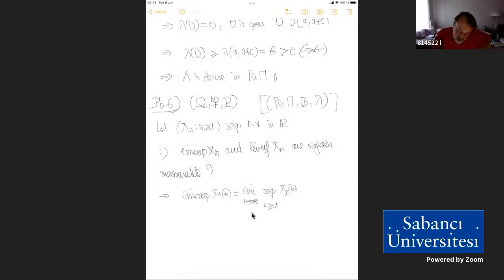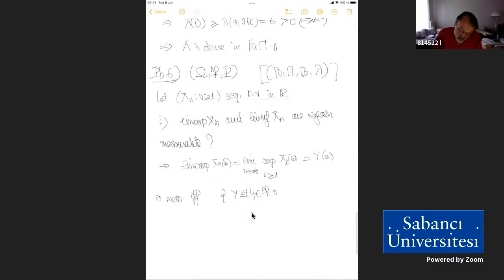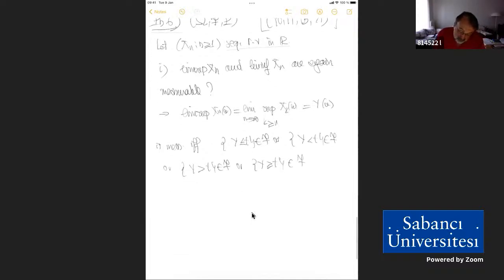Okay, so this is a function of omega, and we know that this thing, call it Y, is measurable with respect to F if and only if for any real number t, {Y less than or equal to t} is an element of F, or {Y less than t} is an element of F, or the complement {Y greater than t} is an element of F, or {Y greater or equal to t} is an element of F. You choose the simplest test that you need. Okay, so for instance, let's look at the first one.